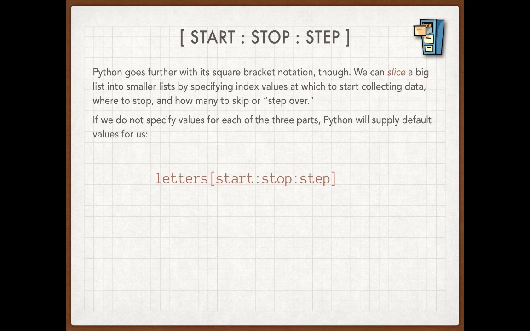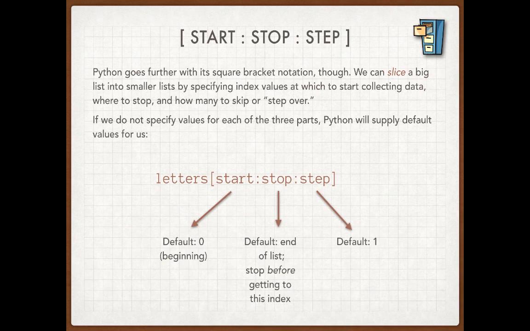But inside the square brackets, where I would normally put the index, I can actually put 3 values in there: a start value, a stop value, and a step value. This is pretty cool because if I don't give it any data, then the start will be 0, at the beginning of the list. If I don't tell it where to stop in the list, it will go all the way to the end. Otherwise, it'll stop before it gets that index. And if I don't tell it the step, it'll go 1 by 1 by 1 by 1.